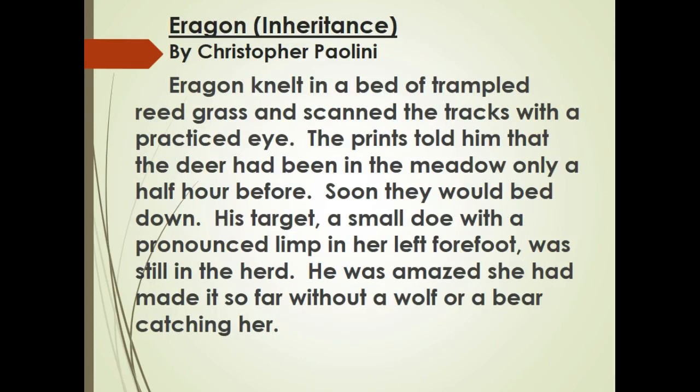Eragon, Inheritance. Eragon knelt in a bed of trampled reed grass and scanned the tracks with a practiced eye. The prince told him that the deer had been in the meadow only a half hour before. Soon they would bed down. His target, a small doe with a pronounced limp in her left forefoot, was still in the herd. He was amazed she had made it so far without a wolf or a bear catching her.